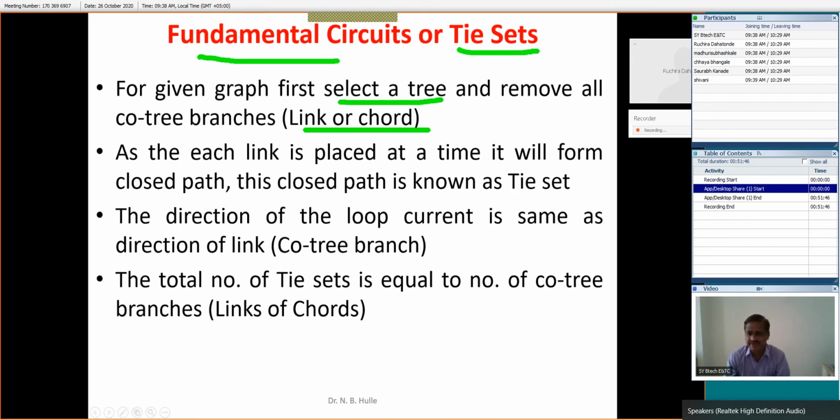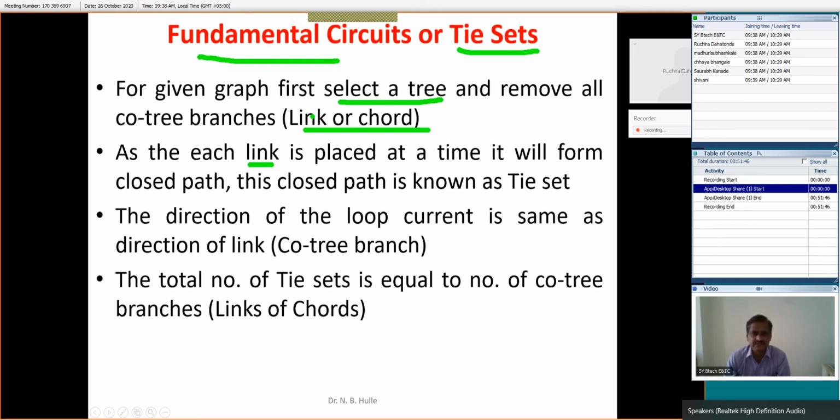How to select a tree? We have discussed it previously. Otherwise, I will discuss it at the time of discussing this particular point. And remove all the co-tree branches. Means we select a tree and remove all the co-tree branches. Here, the concept of the tree is a must in case of tie sets and cut sets. Is it right? Then, each link is placed at a time.